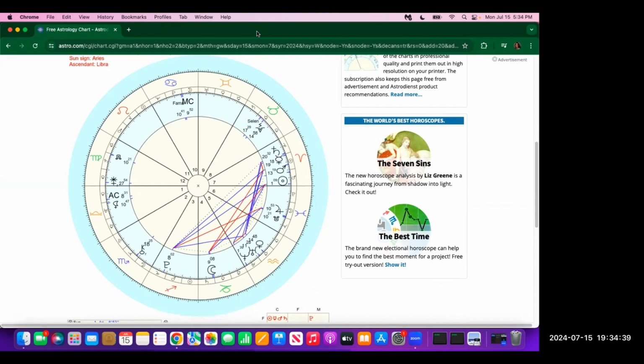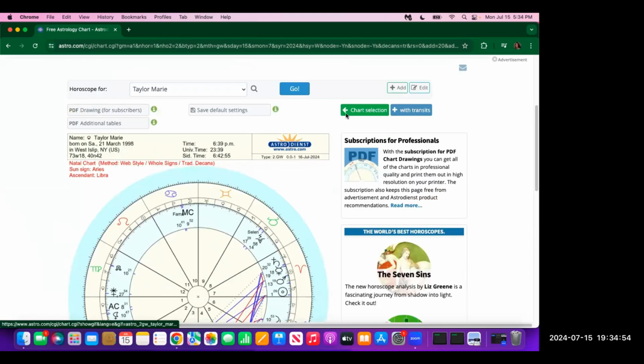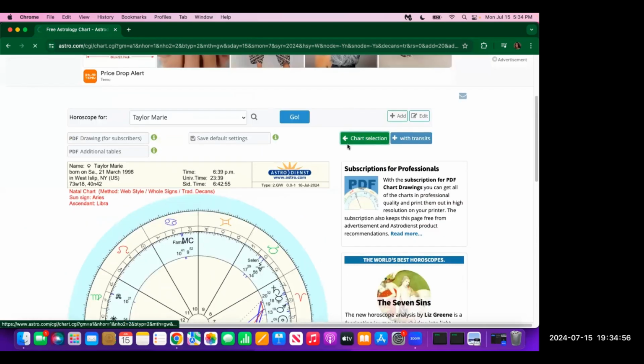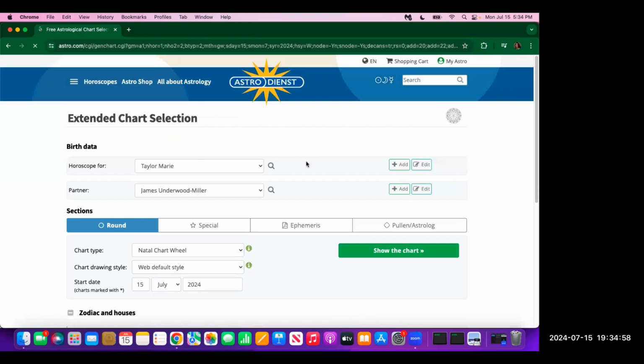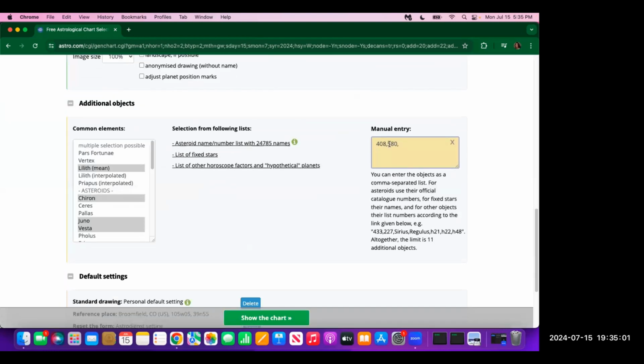Let's see. Oh, are you asking about manually entering the numbers for the asteroids? Like right here, the manual entry.